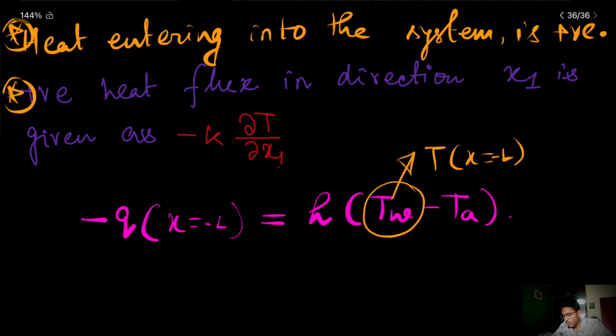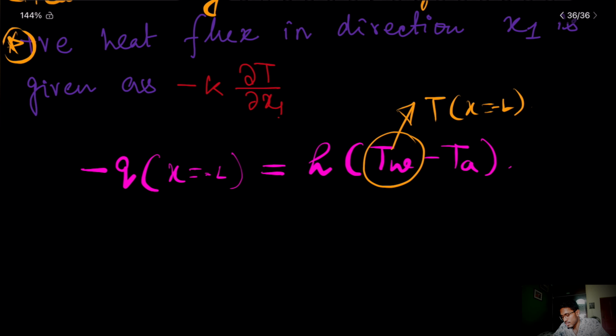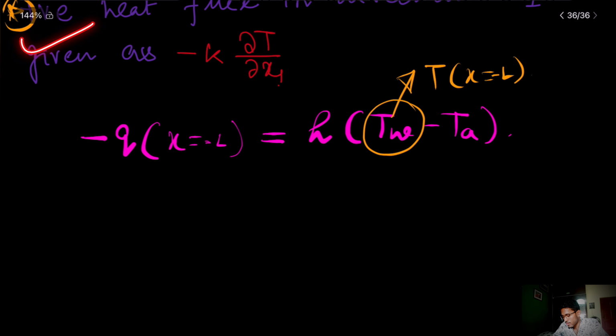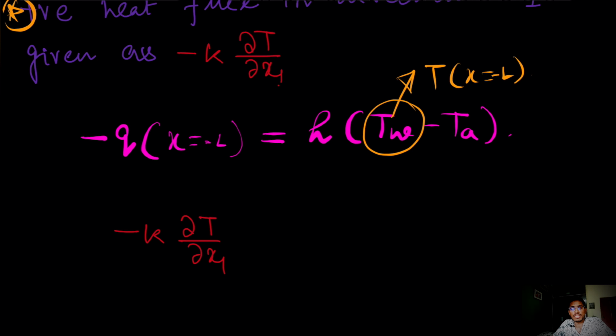Now if you follow the second convention here, you have to follow only one, not both. You can use the second one to check. Okay, so if you follow this convention, then you see that if you write minus k del T del x1, then it is positive heat flux towards the positive x direction.